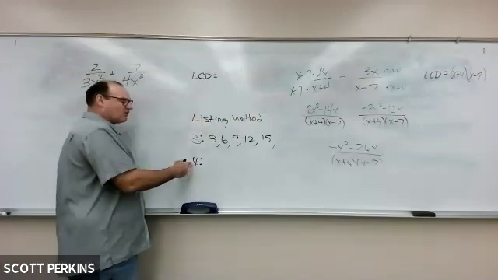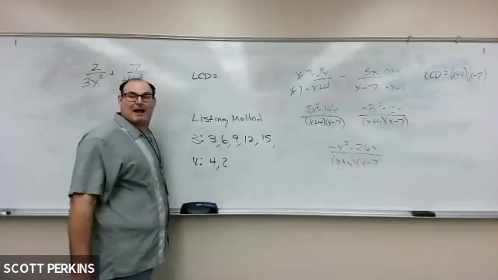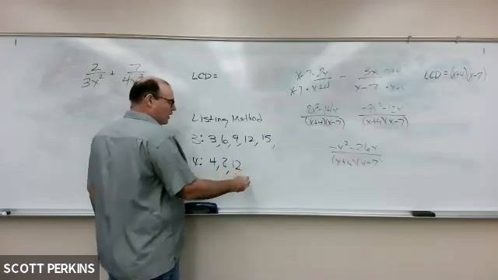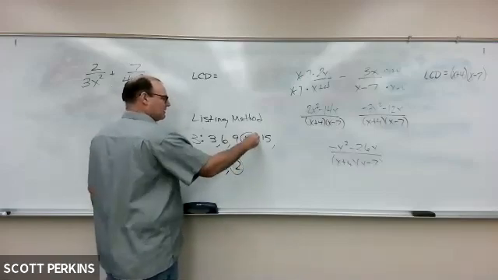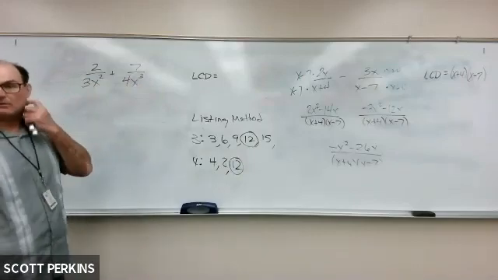The multiples of 4. 4 times 1 is 4. 4 times 2 is 8, and I'm just looking now for when they have one that's the same. 4 times 3 is 12. Oh, look at that. That's the least common multiple, the least common denominator, right there, 12.